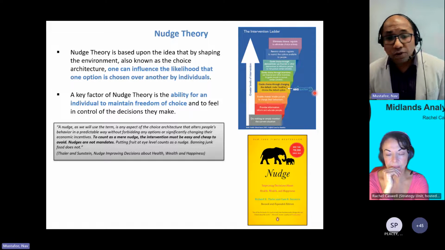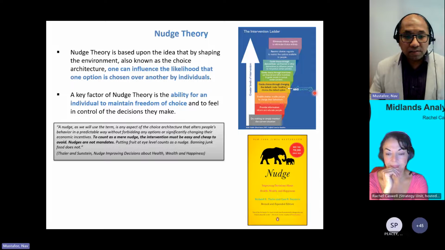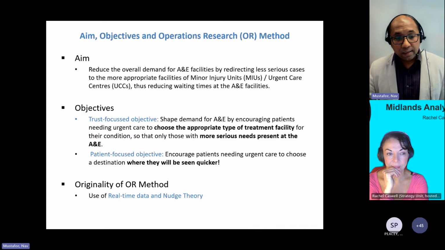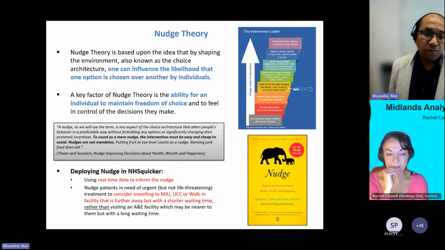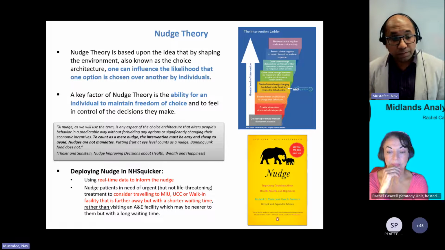And there was a Nobel Prize on nudge theory. Thaler received a Nobel Prize a few years back, and this is the book: Nudge: Improving Decisions About Health, Wealth, and Happiness. One of his books. He is obviously also an esteemed scholar with a lot of research papers.